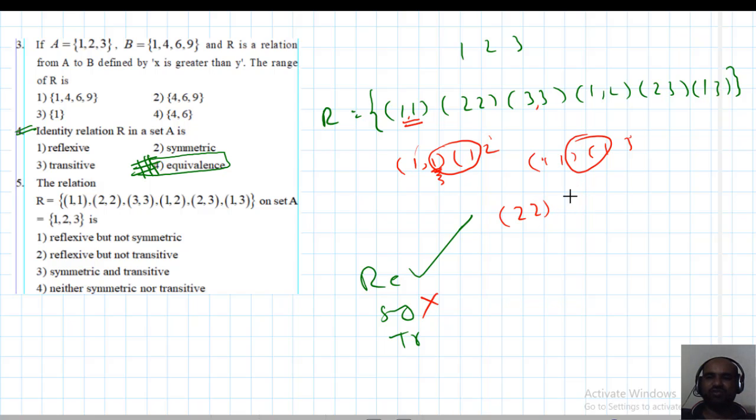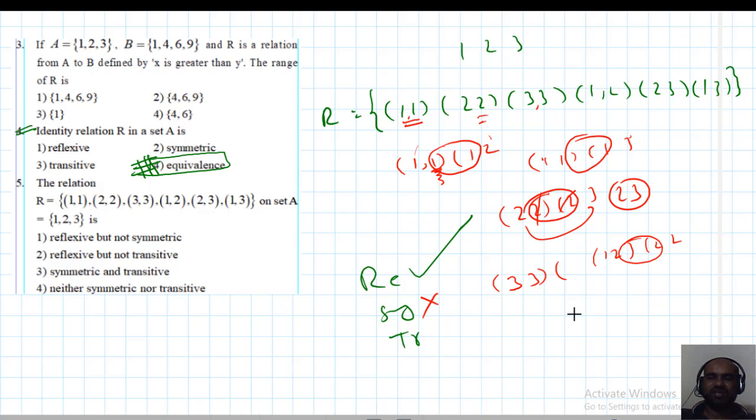Now I want to take the 2 comma 2 ordered pair. Now take another ordered pair started with 2, that is 2 comma 3. 2 comma 3 is already there. So checking with 2 comma 3 completed. Next you take 3 comma 3. Take another ordered pair started with 3. There is only one, that is 3 comma 3. No need to check. So automatically the given relation is transitive.